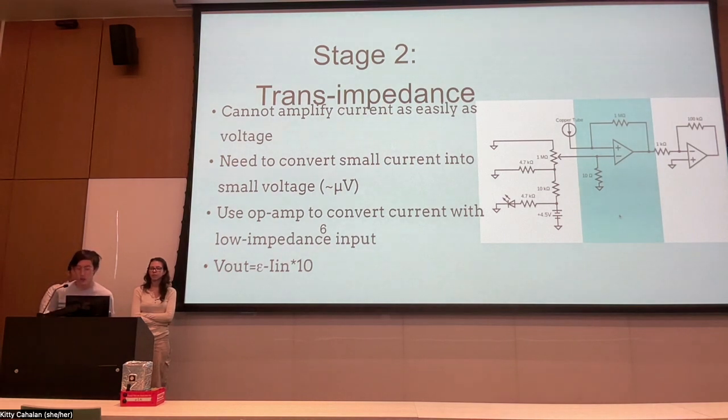And this stage produces an output voltage equal to epsilon, which is the error voltage that should hopefully be zero because of the calibration, minus the input current times 10 to the 6th. And the 10 to the 6th comes from the 1 mega ohm resistor, so it's an ohmic amplification.